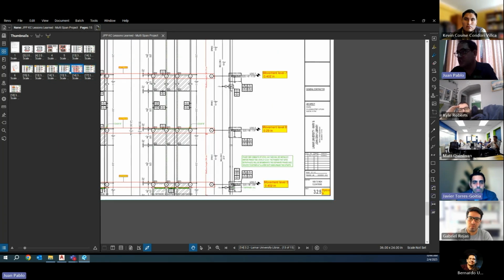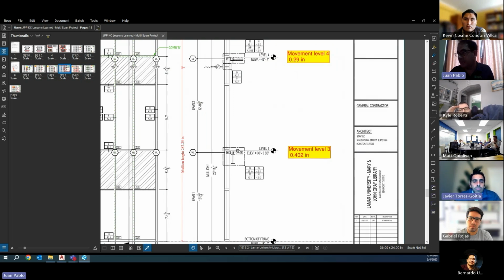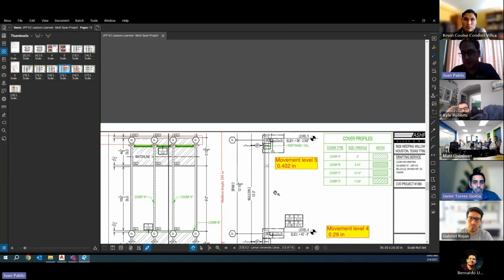Therefore, we changed, for example, here we have 0.4, but it was dead load. So this kind of movement, we will be able to accommodate in the wind load anchor. This one too was a dead load. So for 0.29, if our capacity is 0.375, it will be okay. But this is where we start changing, because we have a movement of 0.4.